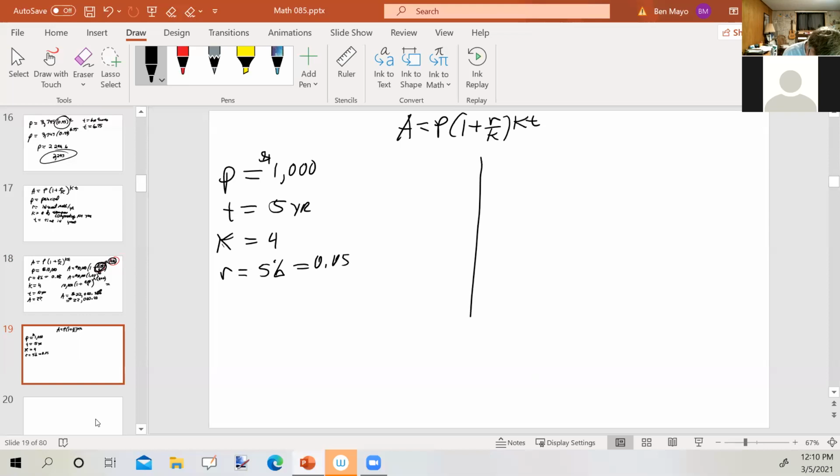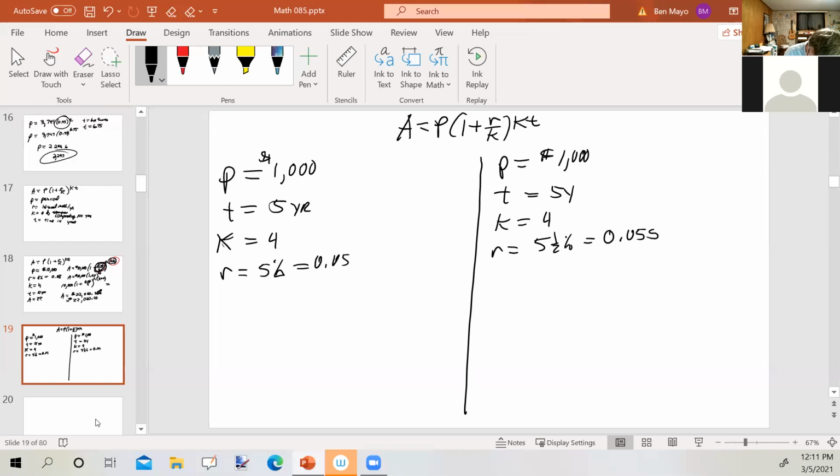In the second scenario, the principal is also $1,000. The time is also 5 years. The compounding is quarterly, but the interest rate is 5.5%, which would be 0.055. Let me clean this up a little bit here, because this would be 5.5. So that's how you get 0.055.